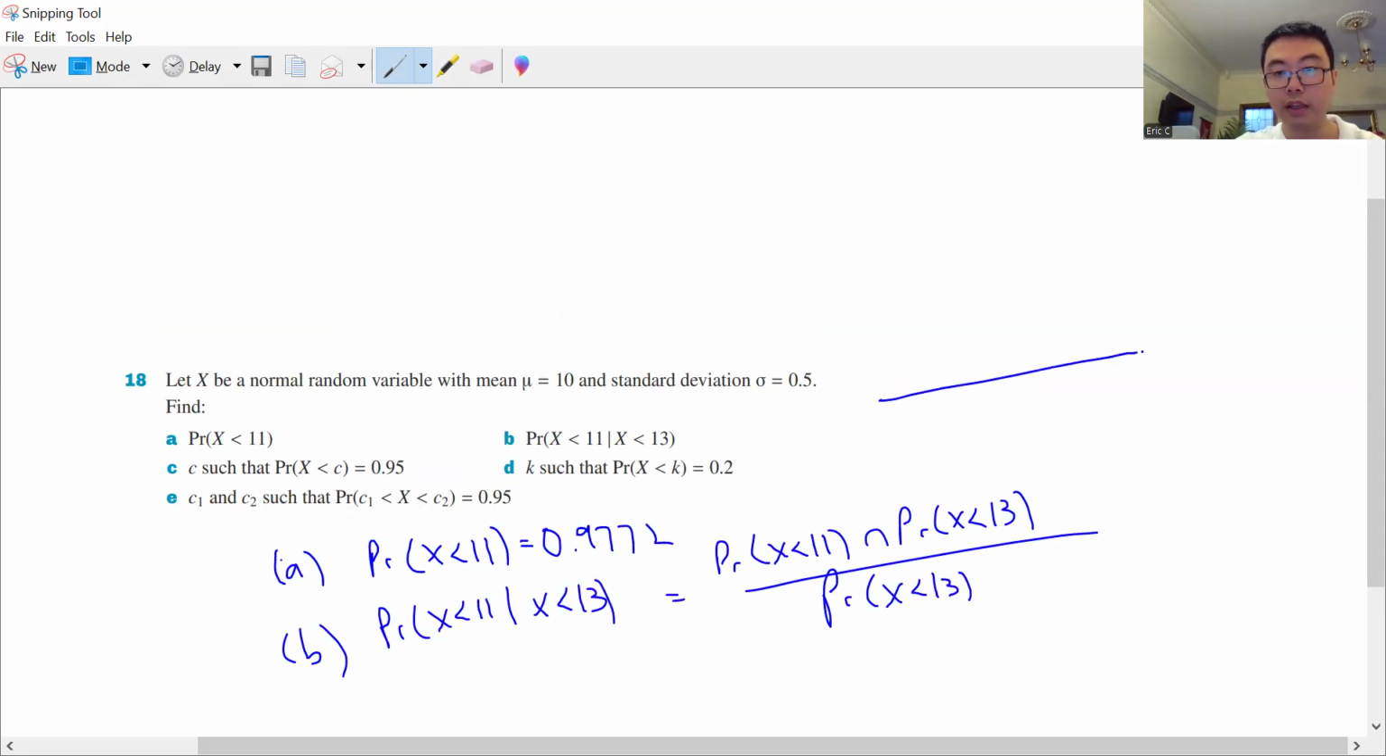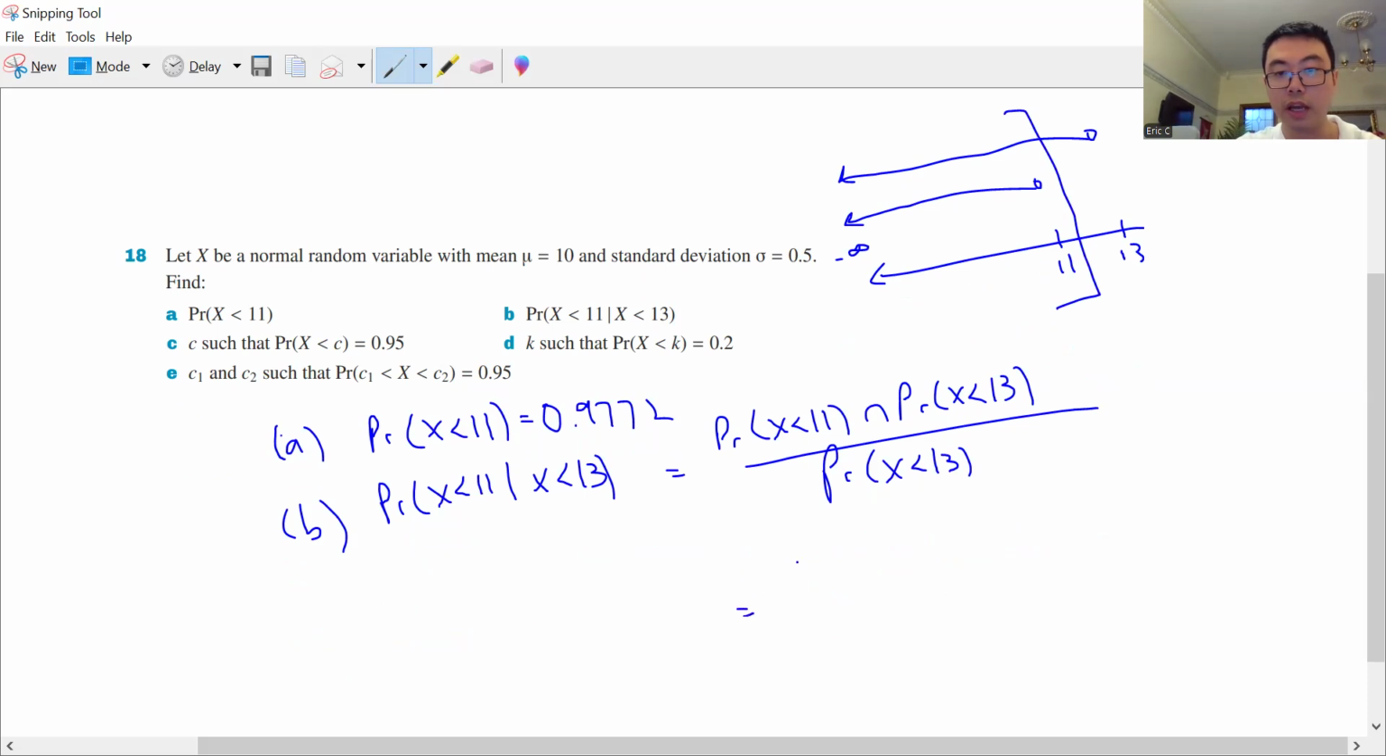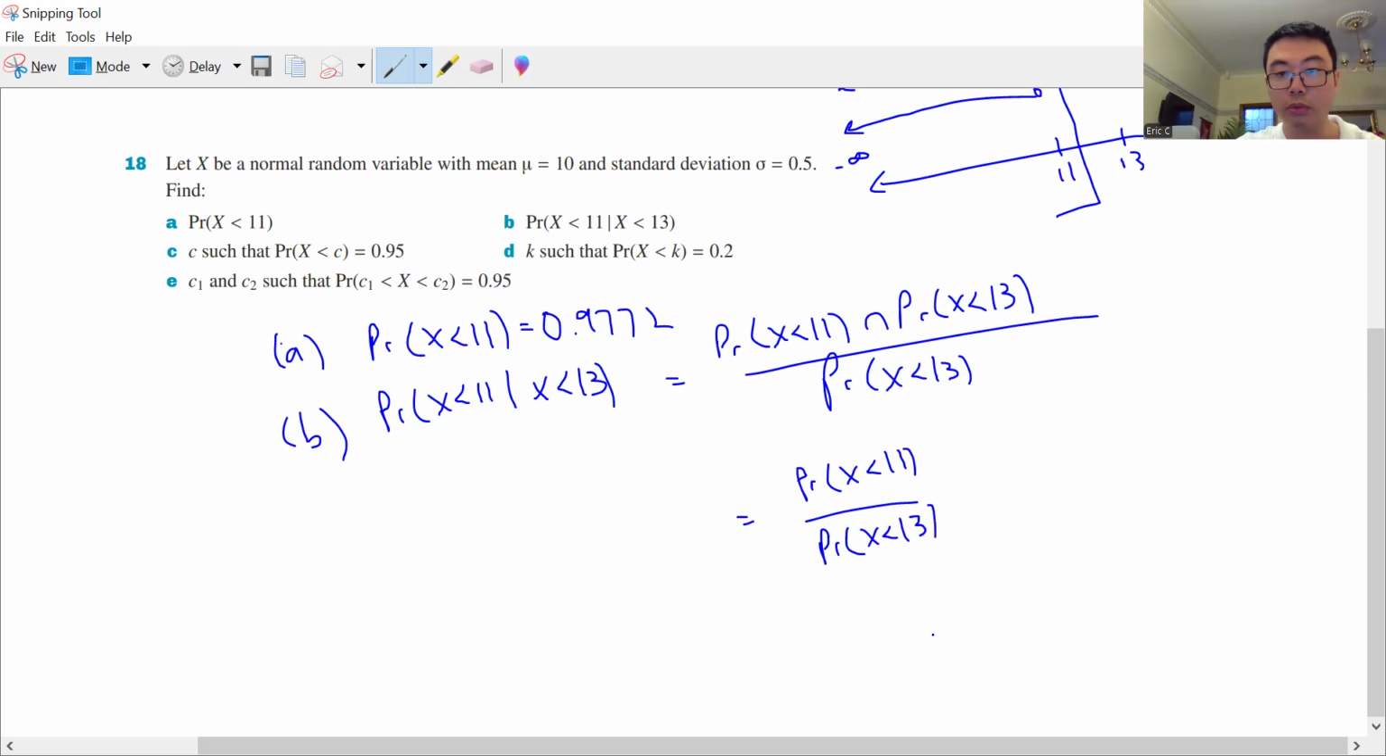So what that's saying is, if this is your number line, this is negative infinity, this is your 11, and this is your 13. So x is less than 11 is going to be from here to here, and x is less than 13 is going to be from here to here. Where the two intersect is just going to be at this point here. So the numerator can be written as the probability of x is less than 11, which is the answer from part A, and then over the probability of x is less than 13, and that will give you the right answer.